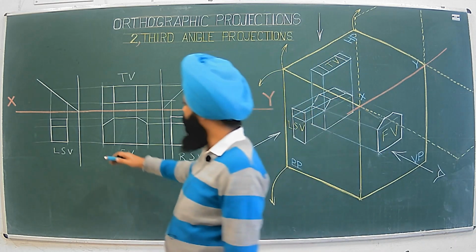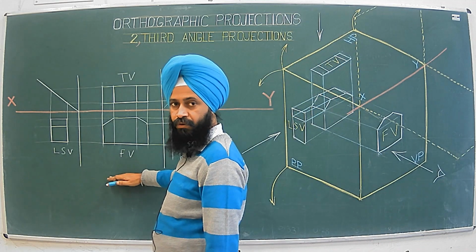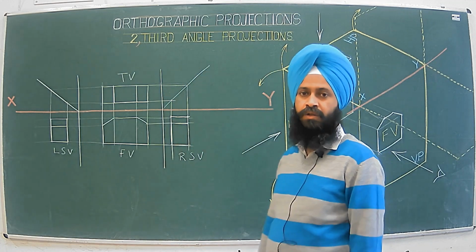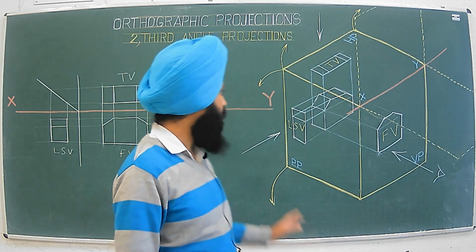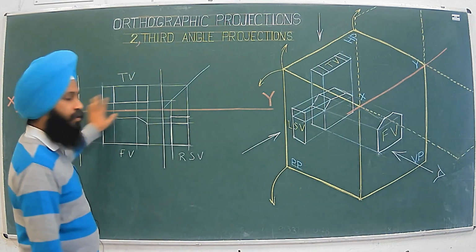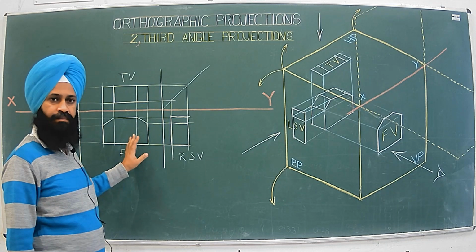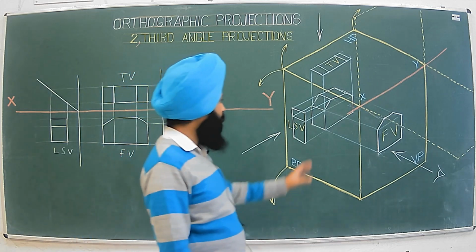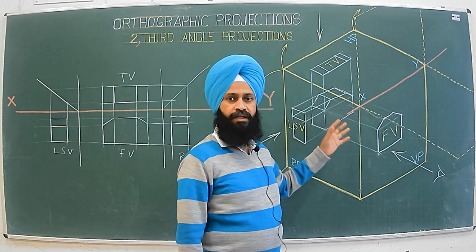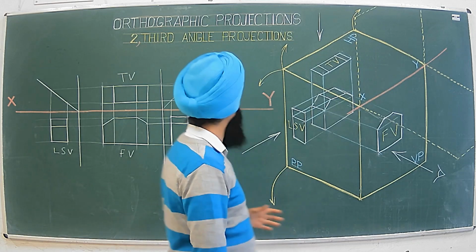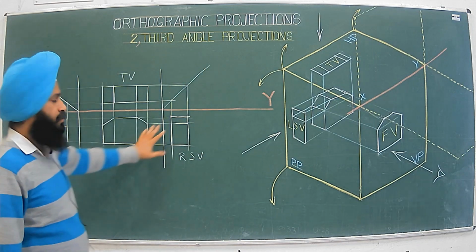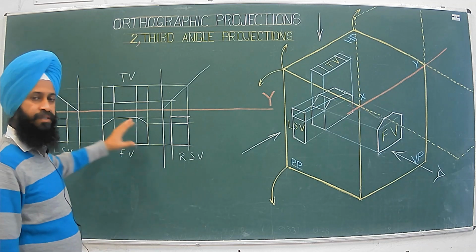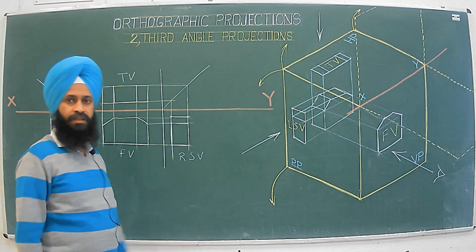The bottom view may be drawn below the front view, and the rear view may be drawn on the right side view. This is just for the arrangement of different views in third angle. How we actually draw the projection of solids, or projection of a 3D object, we will do in the next lectures. But here you should remember the arrangement of the different views with respect to the XY line for third angle projection.